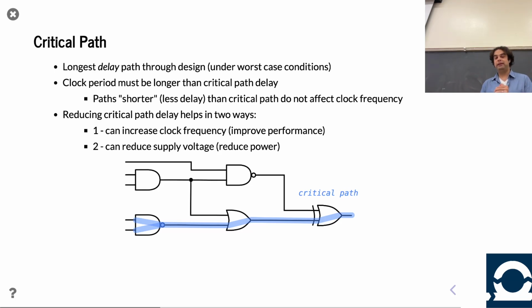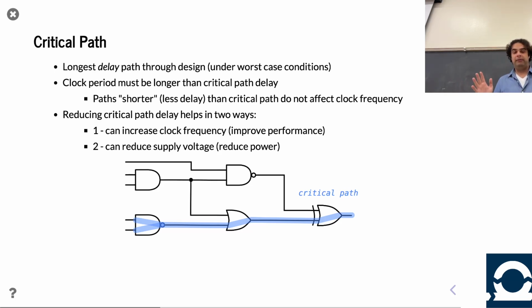Smart CAD tools do things. You know what? This is not the critical path. I can use slower logic gates here to save power, and it won't hurt me, for example. So it's a common optimization. So if you have an opportunity to reduce a critical path delay, it helps you in two ways. Number one, of course, shorten the critical path. You can reduce your clock period, which in turn lets you crank up your clock frequency and go faster. Or this is an interesting one.